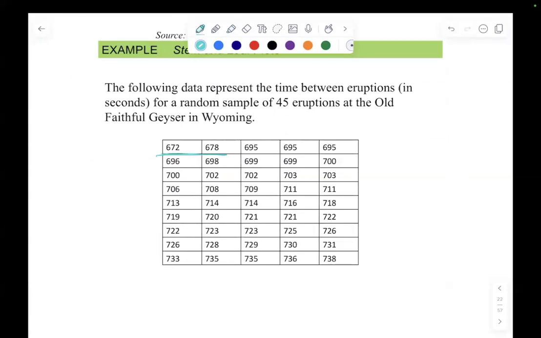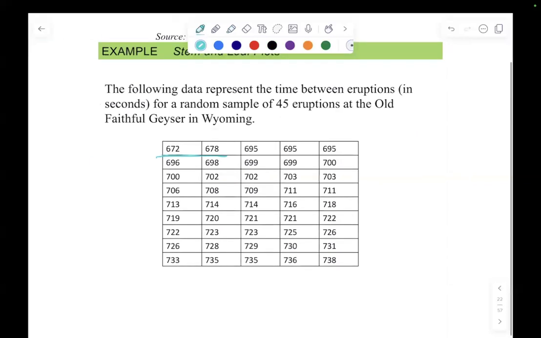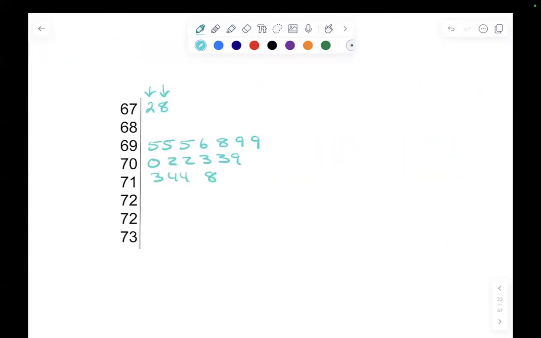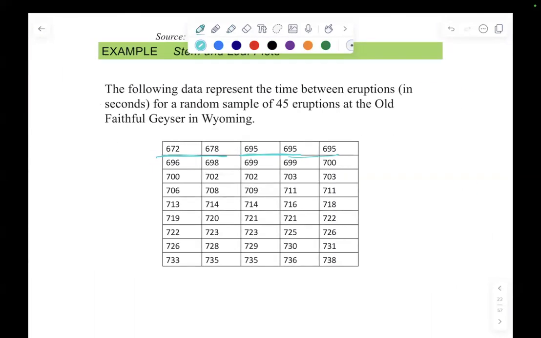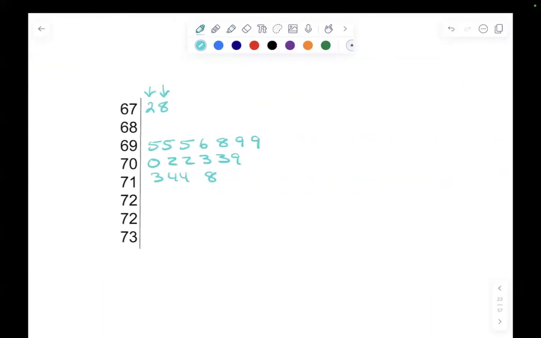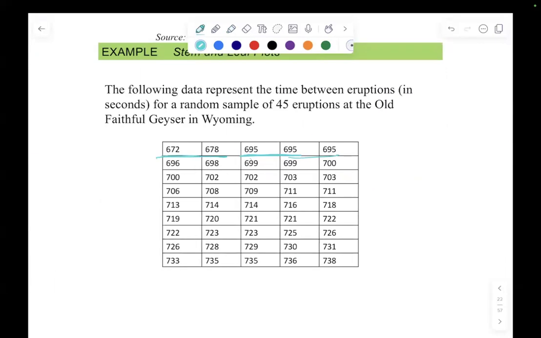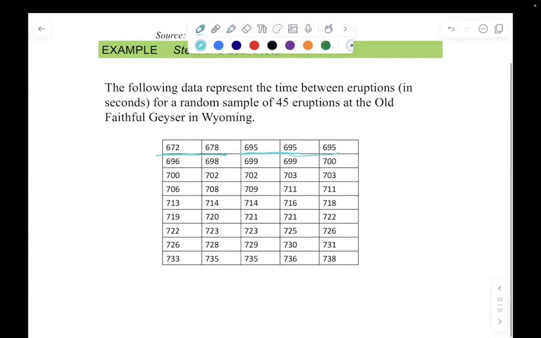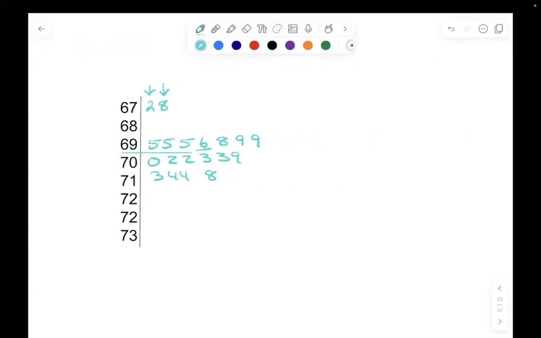Okay. I don't have any in the 680s, but I have 695 twice. Actually, 3 times. Did I mess that up? Yeah. No, I have 695 3 times. Therefore, 695 is represented 3 times. Okay. I have 696 right here, so I put the 6 right there. Does this help? Thank you.